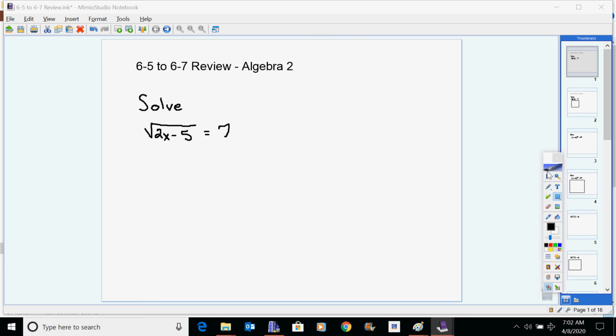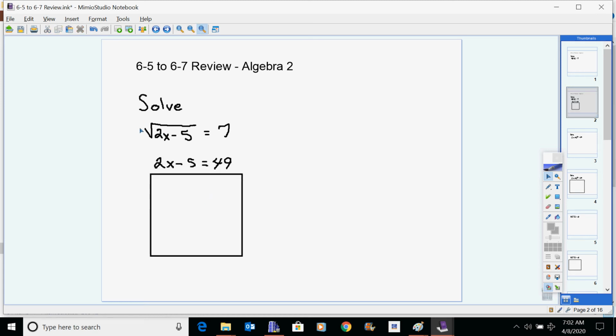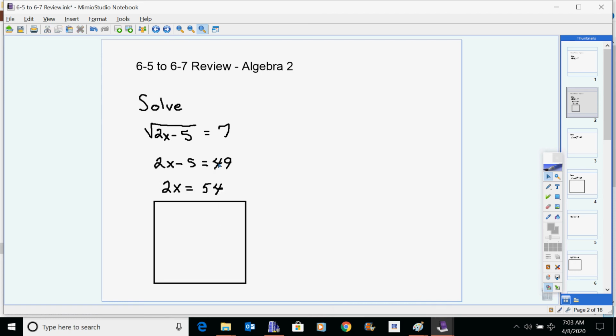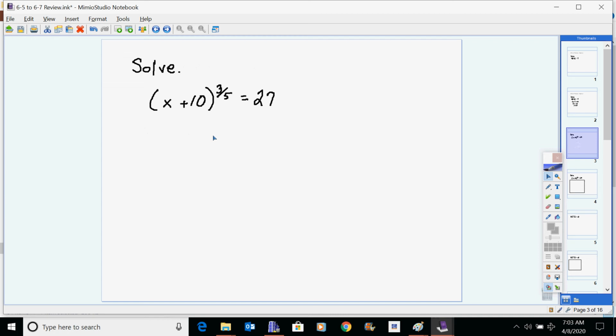When you're solving a radical expression, don't forget to look at the index to find out what to do to get rid of it, because you're going to do the inverse. The inverse of a square root is a square. So when you square both sides, it has the effect of getting rid of the square root. Squaring this is 49. You do the regular math: add 5, divide by 2, and you arrive at your answer. Like I said, I'm going through these quickly, so slow it down if you need to. I know that's an option. All right, so here we go.